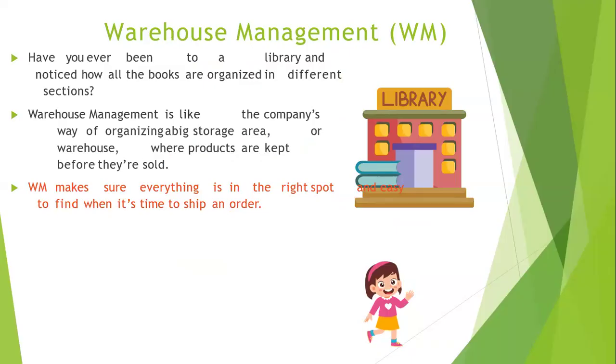See, if a customer orders 100 tables, we need to find where they are stored. If they are placed in a haphazard manner, it is hard. So warehouse management tracks all the material and keeps it in a perfect place so that we can easily find it and sell it to the customer.